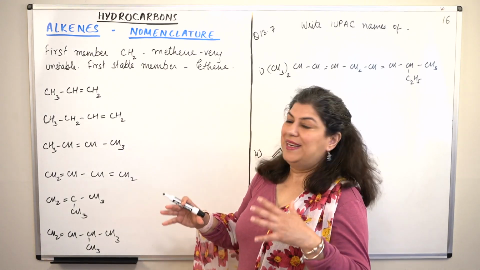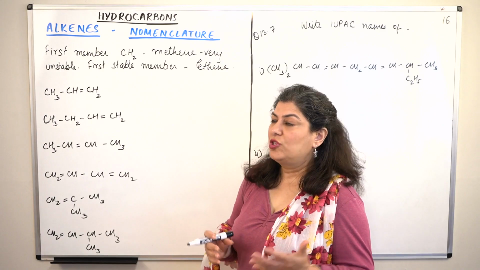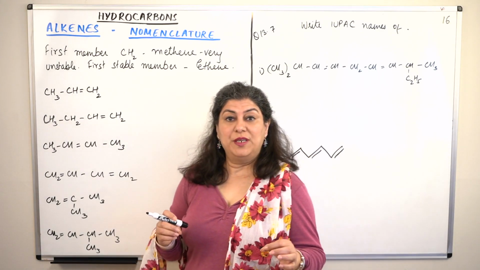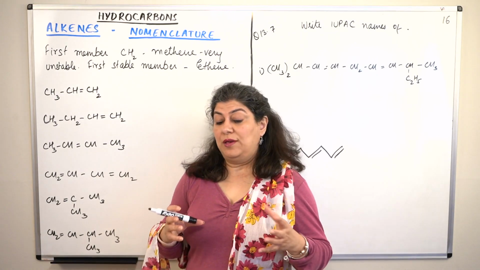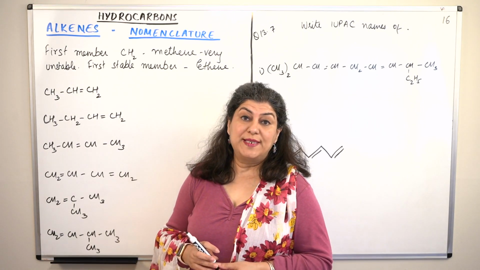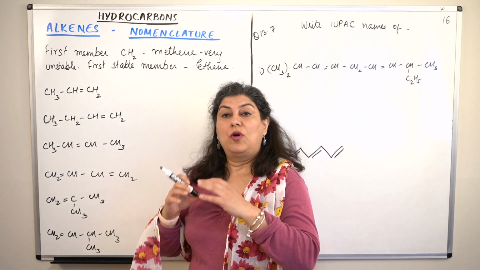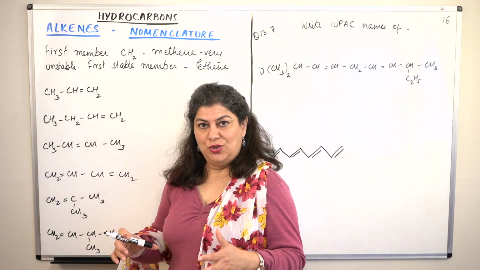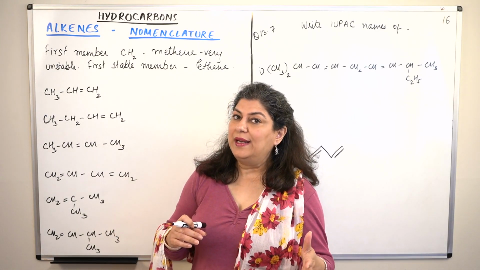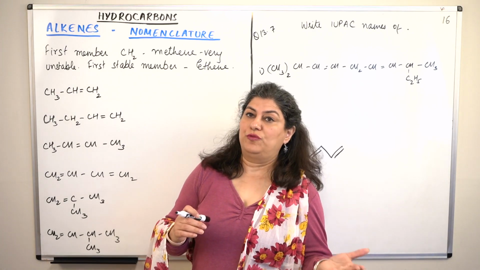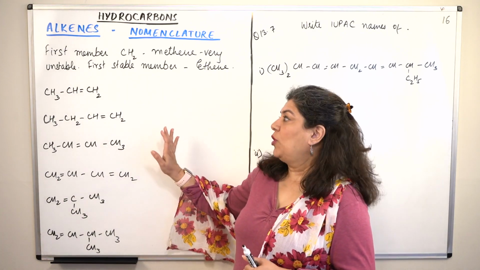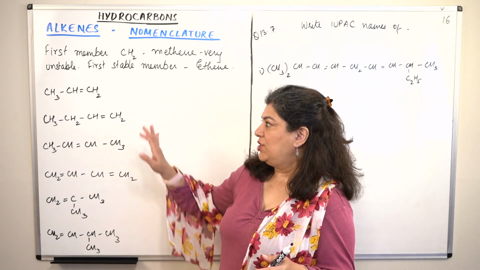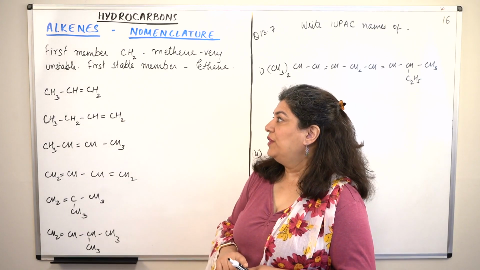I'll not be spending time explaining nomenclature and the rules of nomenclature because I am assuming that you have already done the previous chapter, Organic Chemistry: Some Basic Principles and Techniques, in which organic nomenclature was done very thoroughly. In case you have not done that well, I would encourage you to do those videos first and then come to this. Although in that chapter we had covered far more complex nomenclature. Anyway, I'll start with the first compound.